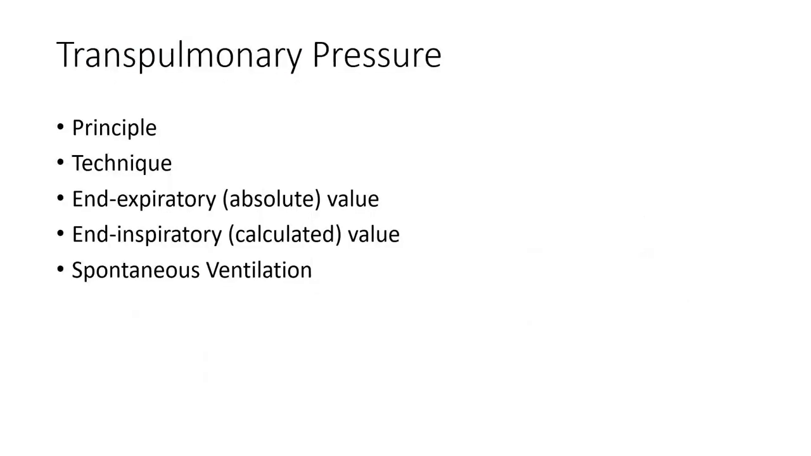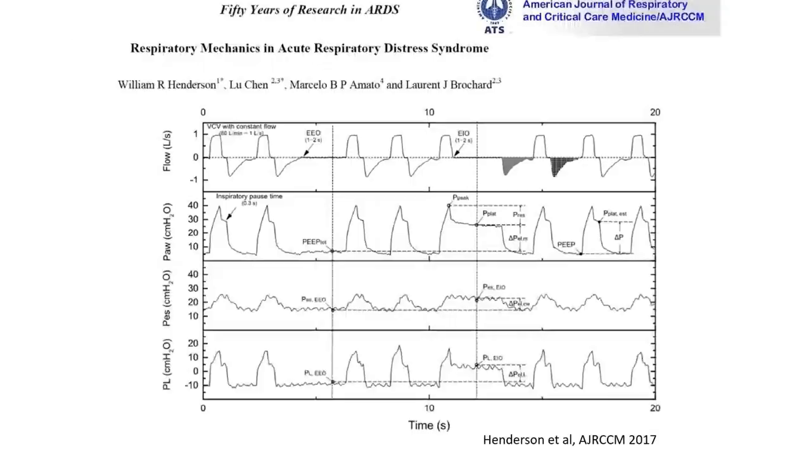Let's go to the second indication of the esophageal pressure or transpulmonary pressure. It's the effect of the chest wall by itself. I mentioned initially on the graphic that you want to separate how much of the pressure is moving the lung or distending the lung, how much is moving the chest wall.